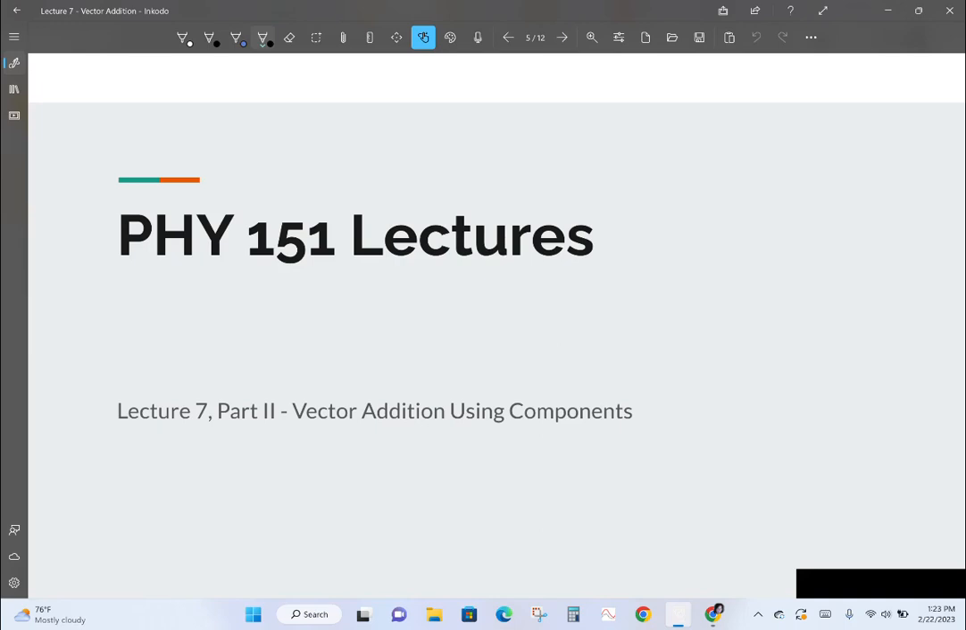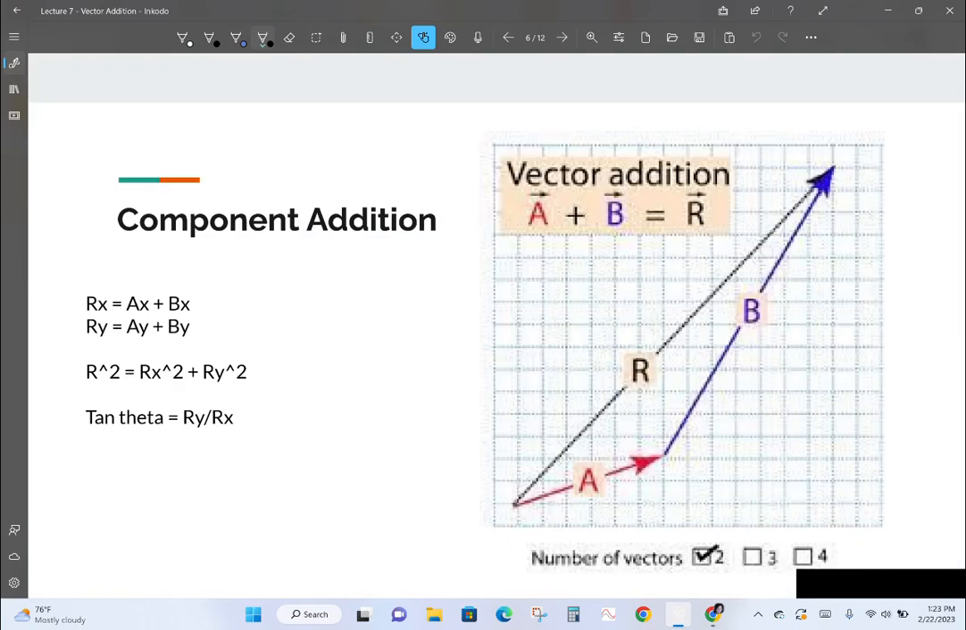All right. But what if they weren't at right angles? It would be difficult, right? We would have to use law of cosines or sines, but it turns out that we can use something else. So let's say we wanted to add vector A to vector B.